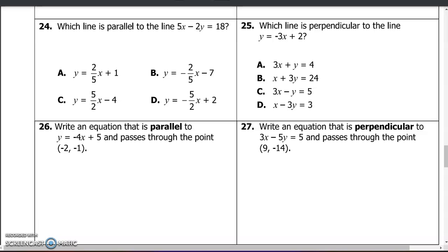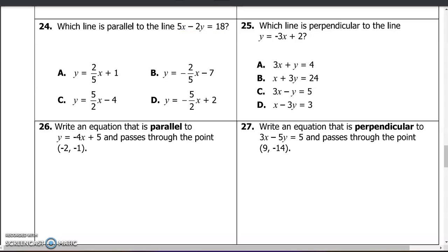Alright, so now we're going to get through the rest of the review here. For question 24, it says, which line is parallel to the line 5x minus 2y equals 18? Remember, for a line to be parallel to another line, they have to have the same slope. So essentially what we're looking for is which answer choice has the same slope as the line they gave us. Also keep in mind that the example they gave us is in standard form, right?